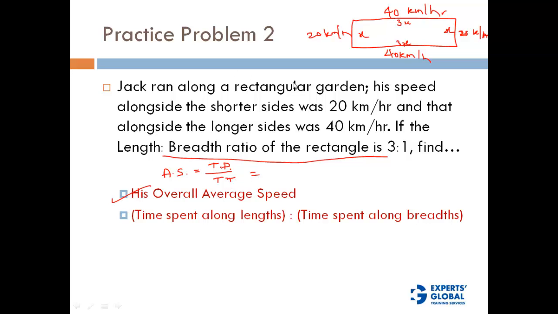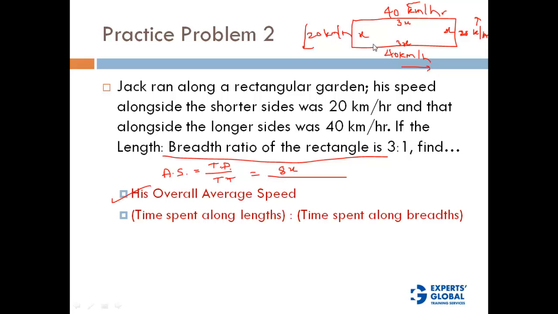So what is going to be the total distance in terms of x? It's going to be 3x plus x plus 3x plus x. That's basically the perimeter. So that is going to be 8x divided by total time. Total time is going to be time taken to travel this side plus time taken to travel this side plus time taken to travel this side plus time taken to travel this side. So what is that going to be?